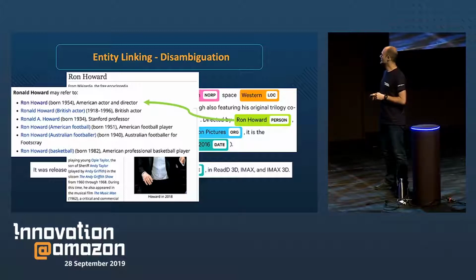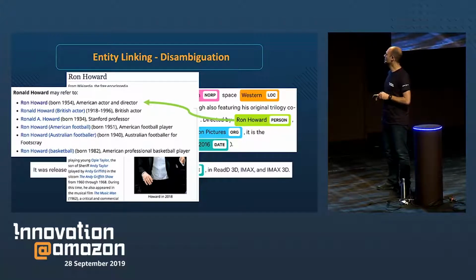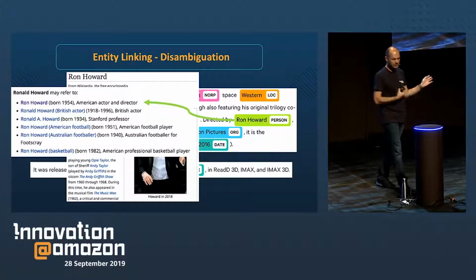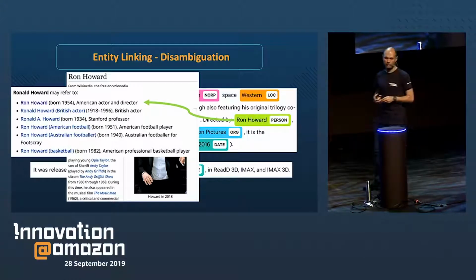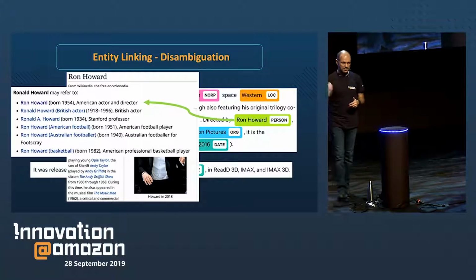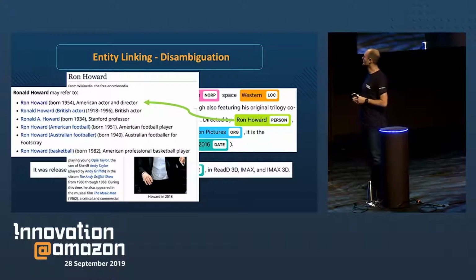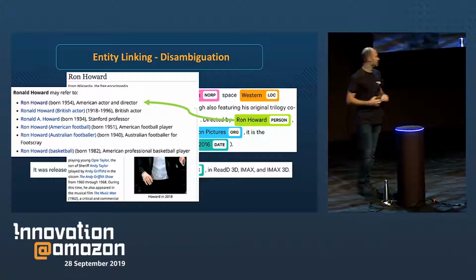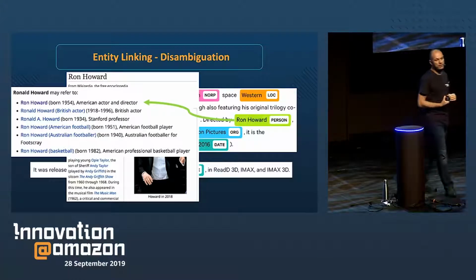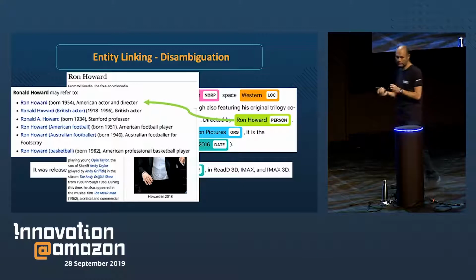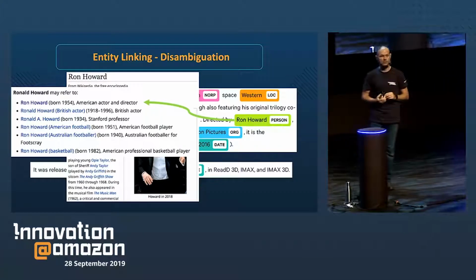So this is again from Wikipedia. There are at least 6 entries for Ron Howard, and these are only the famous Ron Howards that made it to Wikipedia. So in your world, you may have even many more Ron Howards. So how do you know which one of these this document is talking about? Is it the professor? Is it the football player? Is it the director? Is it the actor? And this is what we call disambiguation. Again, you have to use all the knowledge that is within your text, and within what you know about the world, to correctly disambiguate what is the thing we are talking about.